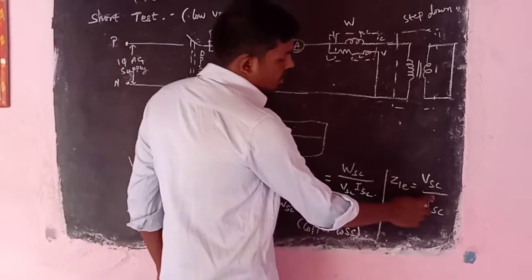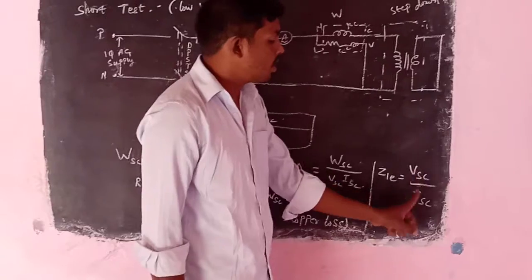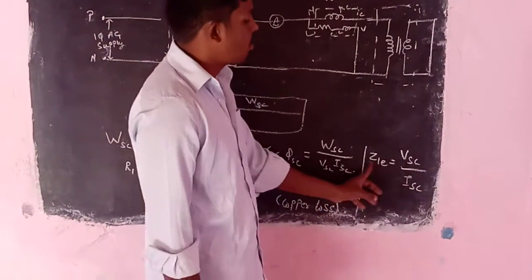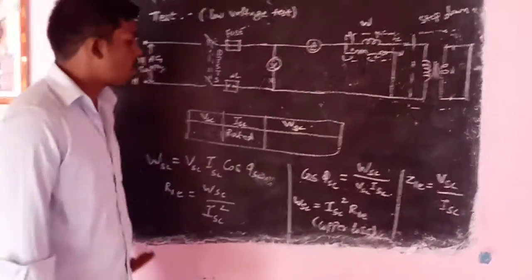Z1 is equal to VSC divided by ISC, where VSC is the short circuit voltage and ISC is the short circuit current. This is to find out the impedance value. Z is the impedance, found out at short circuit time.